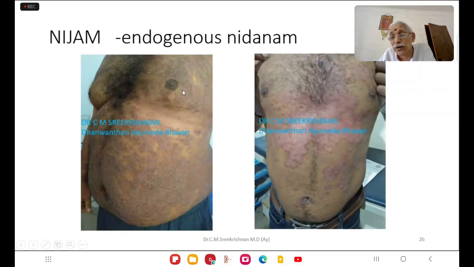And I will tell you one of the examples. This is one of the cases, Nijam. He is an IT person working in Bangalore. Actually, the diagnosis is spongiotic dermatitis. We can call it seborrheic dermatitis. These are psoriatic patients diagnosed by modern doctors.